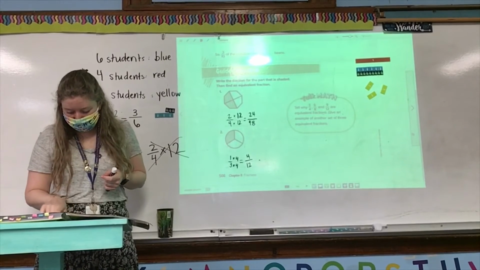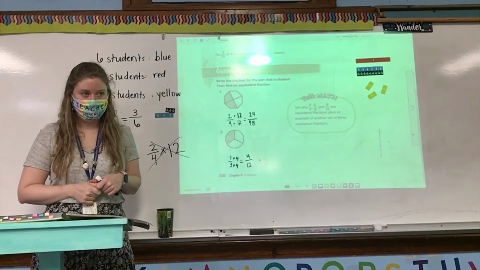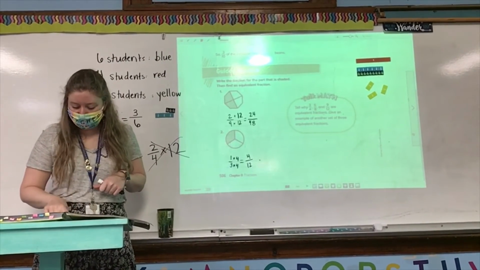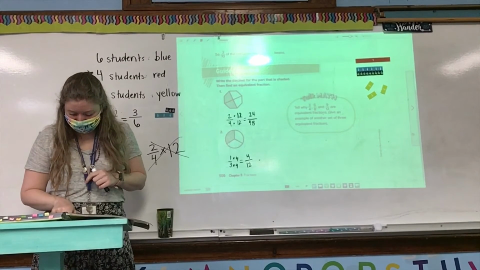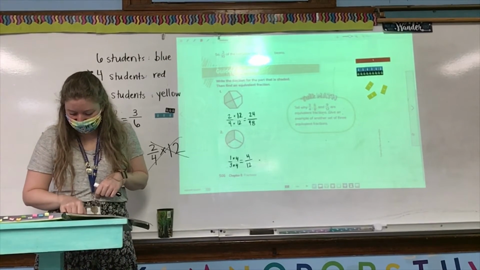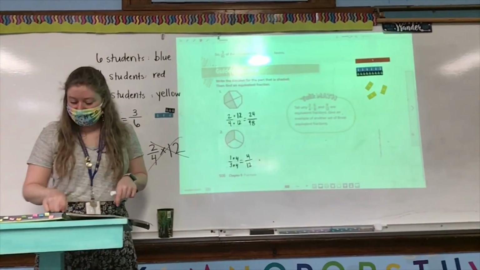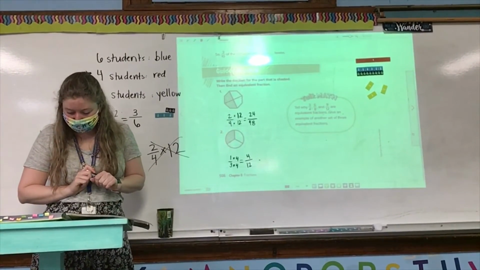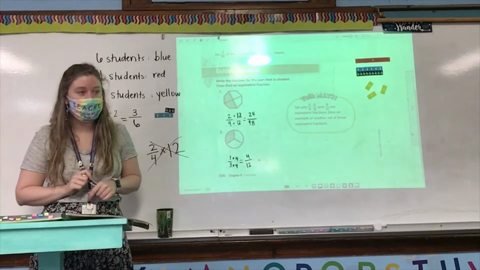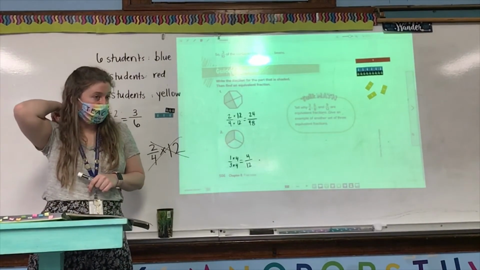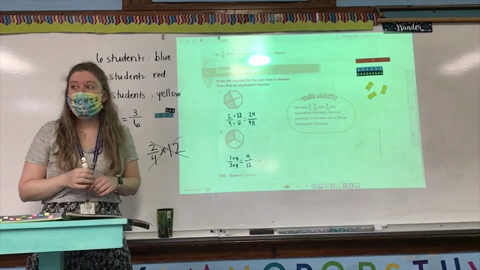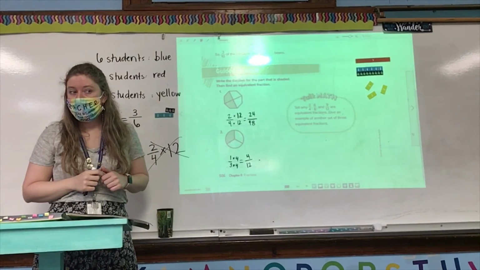Look at the independent practice. Numbers 4 through 6 are exactly the same. So while I get the projector ready to model how to do 7 through 12 and 13 through 15, go ahead and start working on 3 through 6. You're doing the exact same thing. Be careful. Make sure you're choosing basic facts. And go ahead.